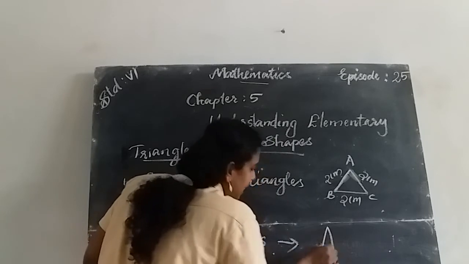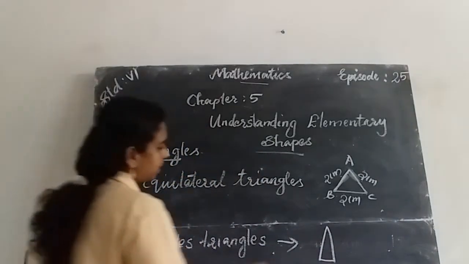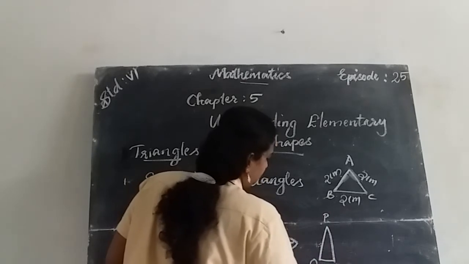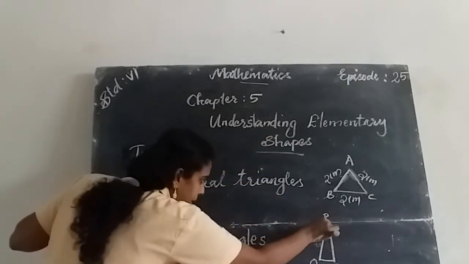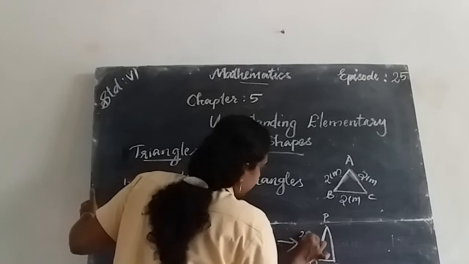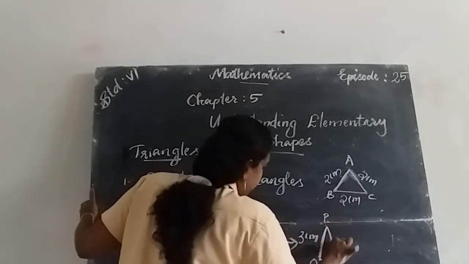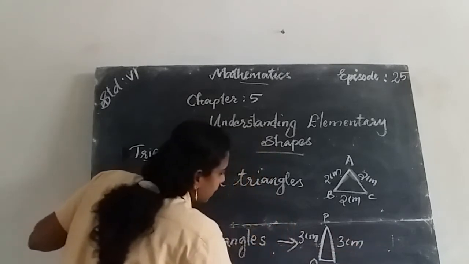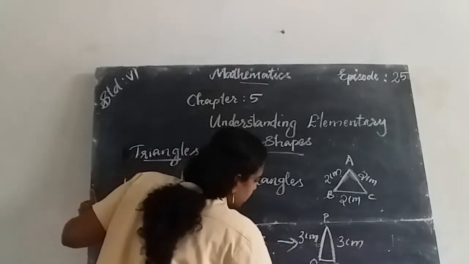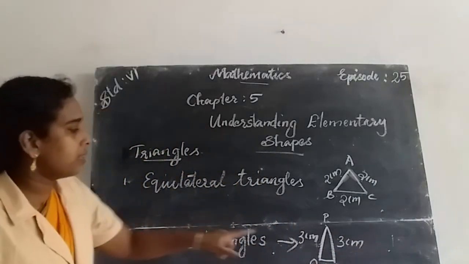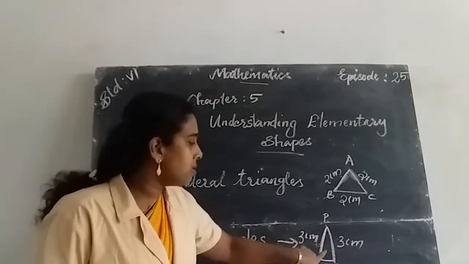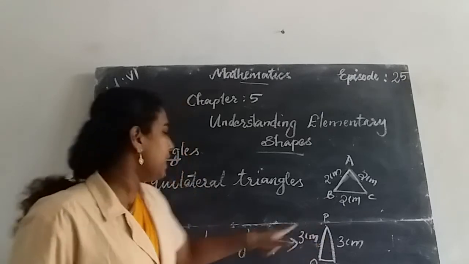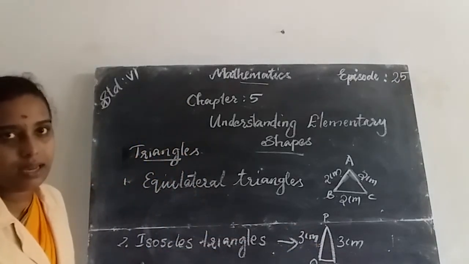These are the two legs of the triangle, and it is named PQR. The side PQ measures 3 centimeter, and the side PR also measures 3 centimeter, and the side QR measures 1 centimeter. So here two sides of the triangle are equal and one side is different from the two sides. Then it is said to be an isosceles triangle.